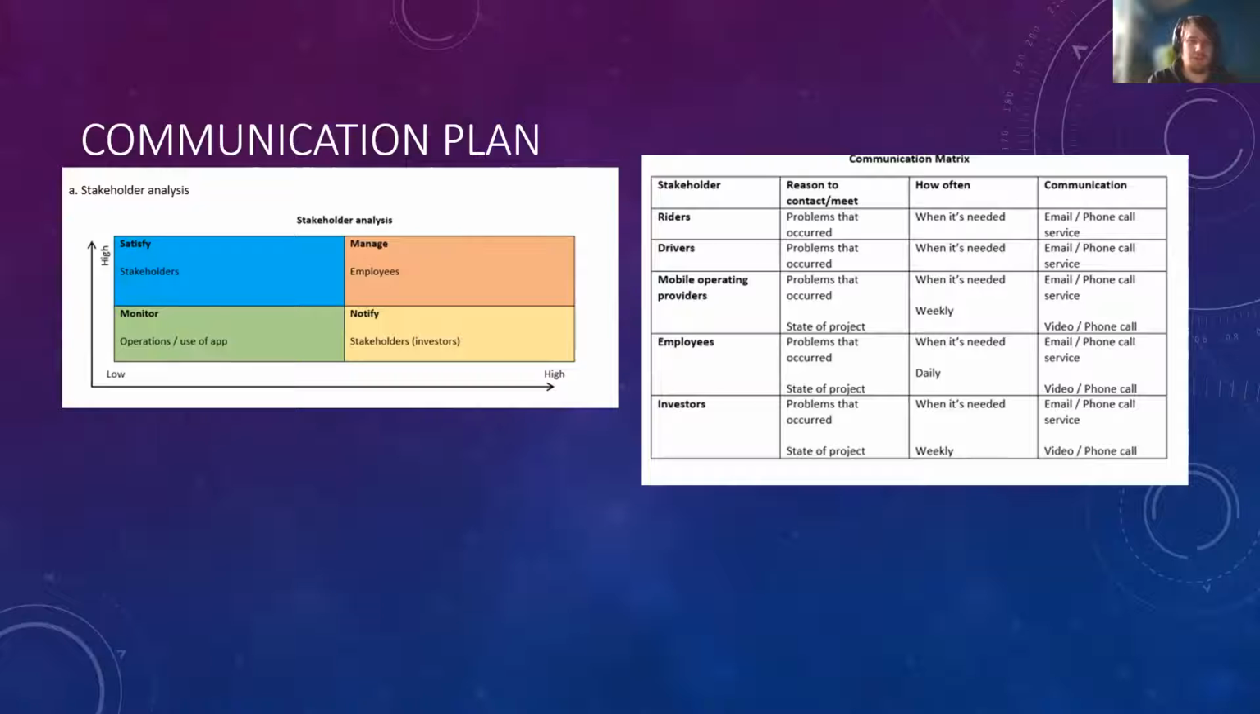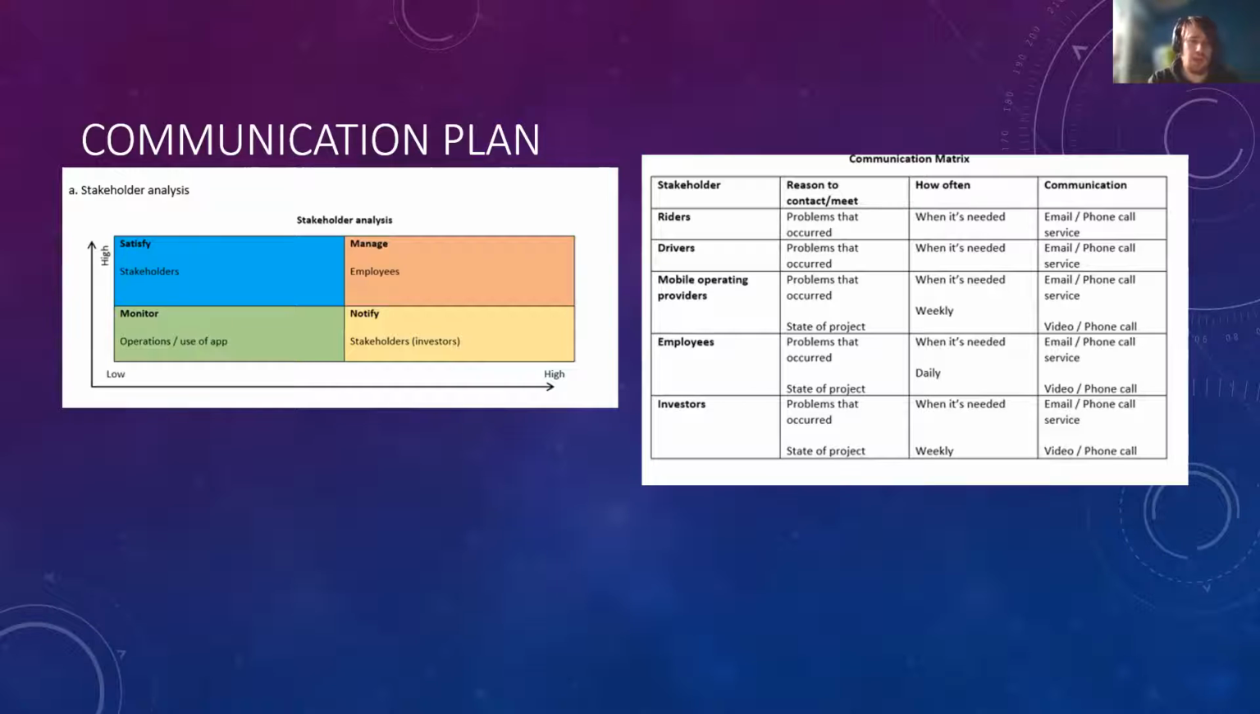The riders would simply contact us when a problem occurs. That's when they call up for help, and they do it on their own basis. They can do this either by email or a phone call to the service helpline. Drivers, generally the same thing. Reasons to contact would be problems that occurred, but potentially also updates to notify them about certain details. This will generally be done when it's needed as well, and they will also be contacted via email or phone call.